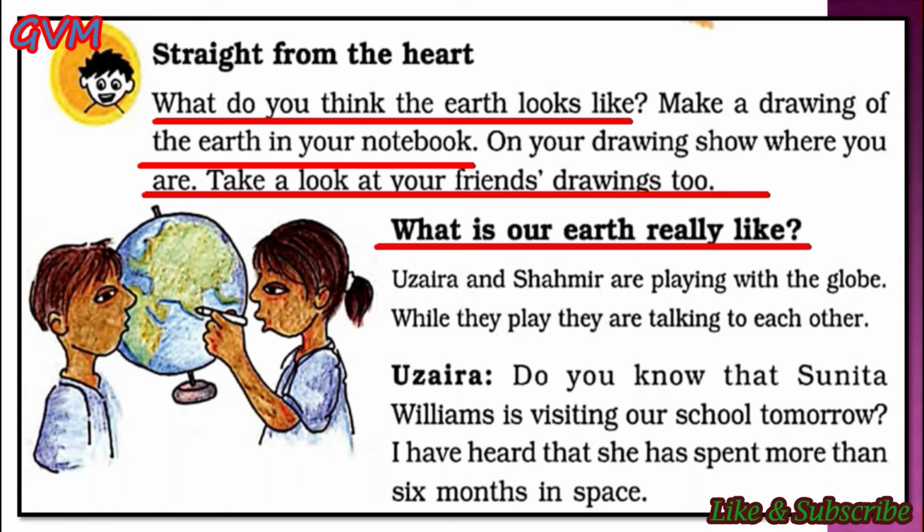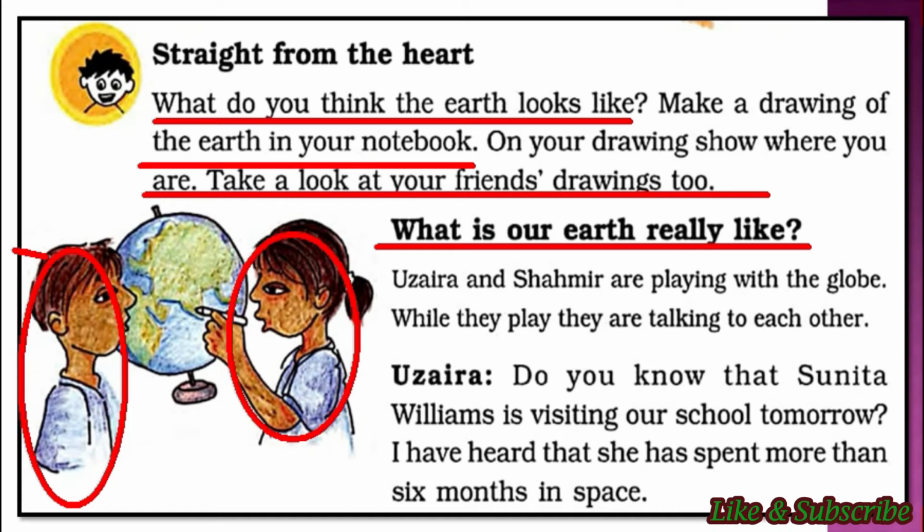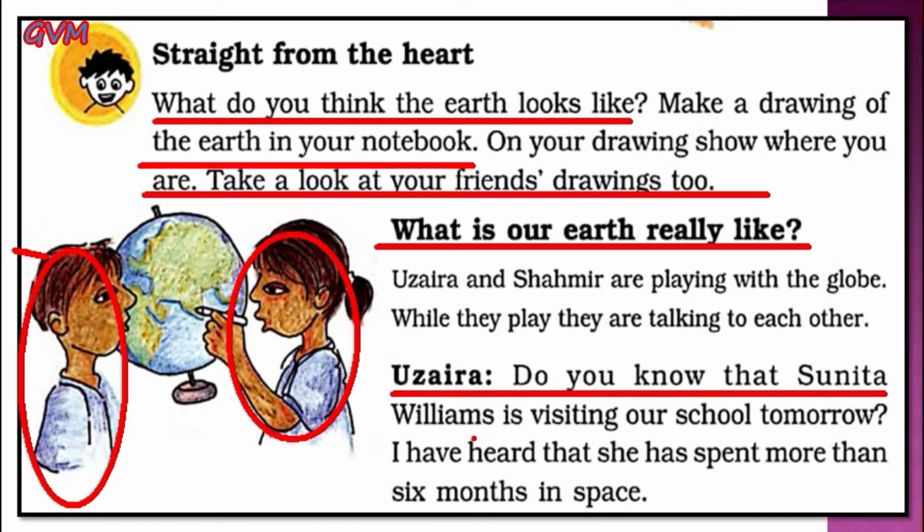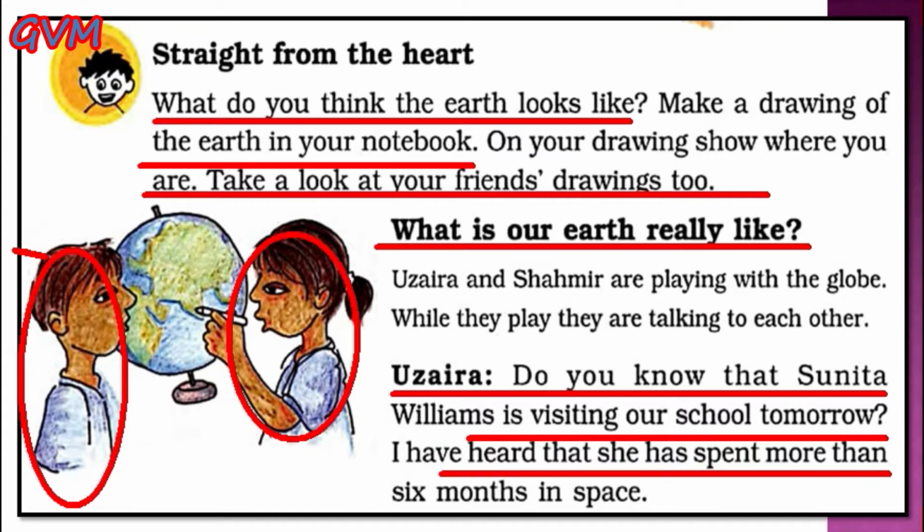Now students, here are two children in this chapter, and your whole chapter is based on the conversation between these two children. The first one is Shahmir and the second one is Uzaira. And students, as you can see here in this image, both the children are playing with the globe, and while playing with the globe they are talking to each other. Firstly Uzaira said to Shahmir, do you know that Sunita Williams is visiting our school tomorrow? I have heard that she has spent more than 6 months in space.